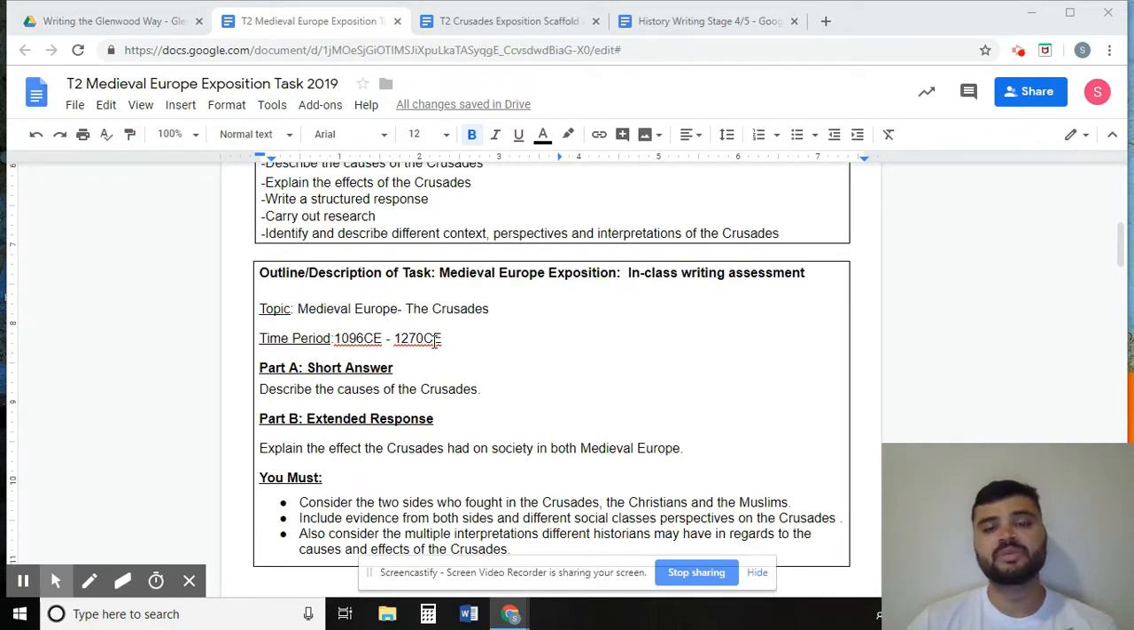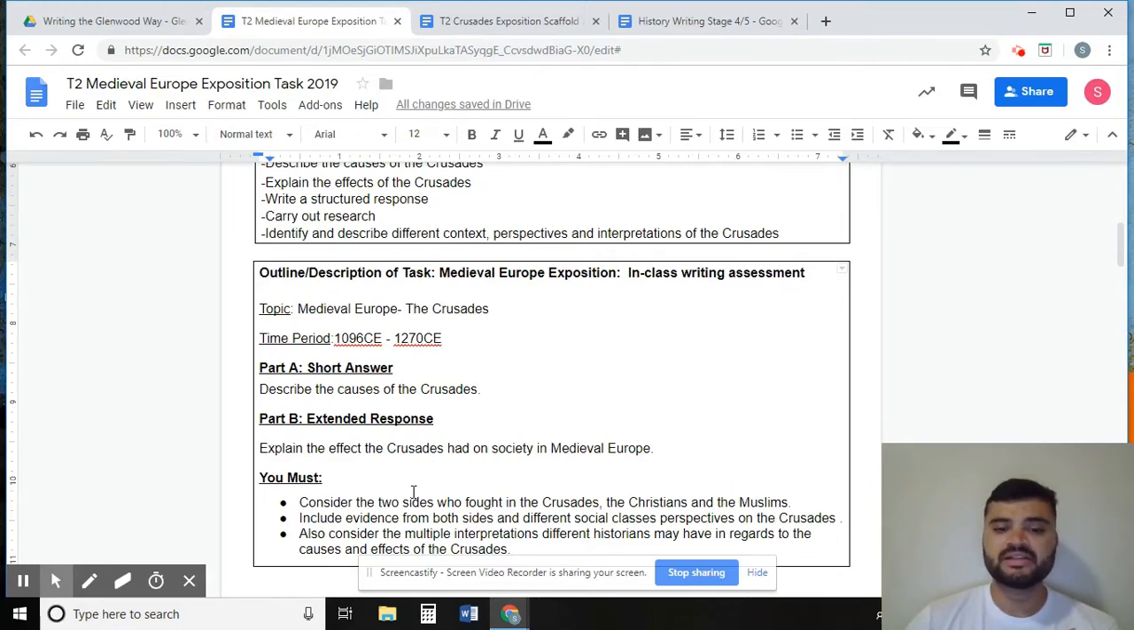Now this task will be broken up into two parts. Part A, which is one short answer, and Part B, which is one extended response. Our short answer response for this task will be describe the causes of the Crusades. Part B, the extended response, will be explain the effects the Crusades had on society in medieval Europe.